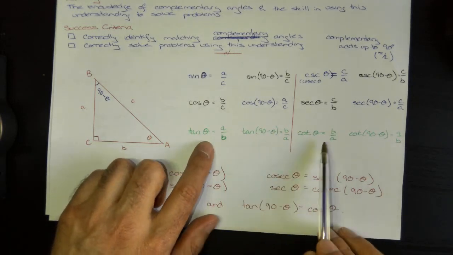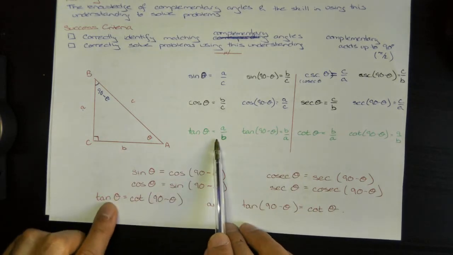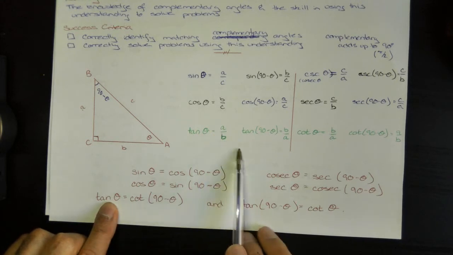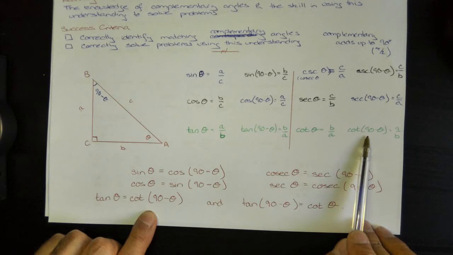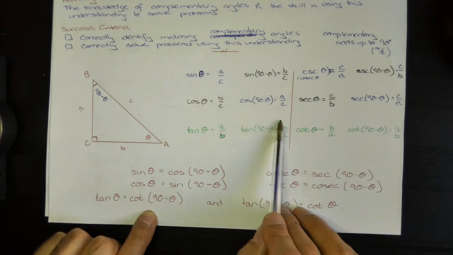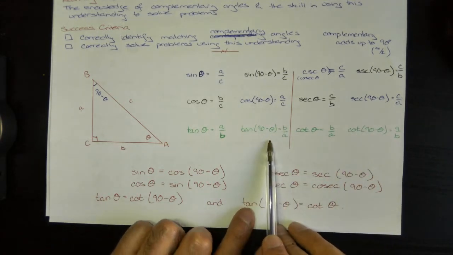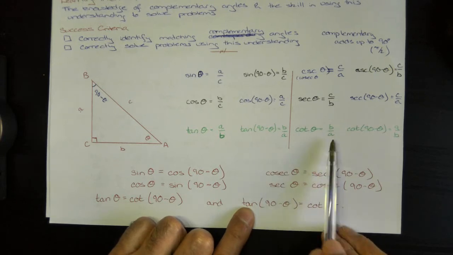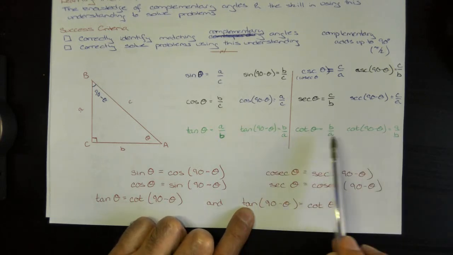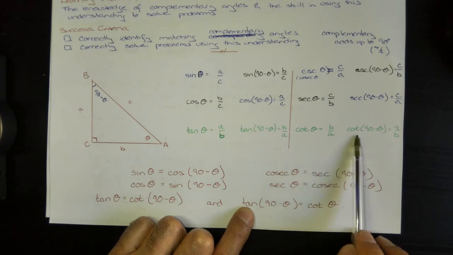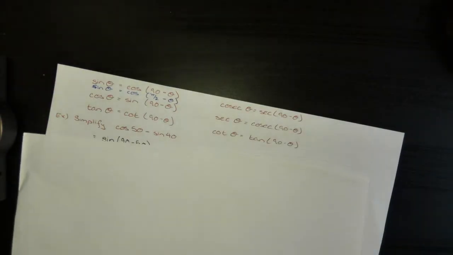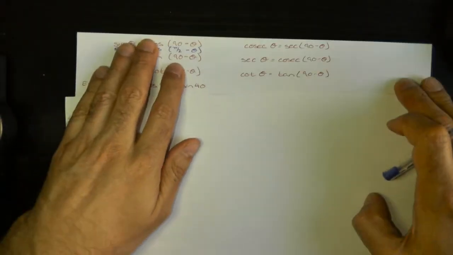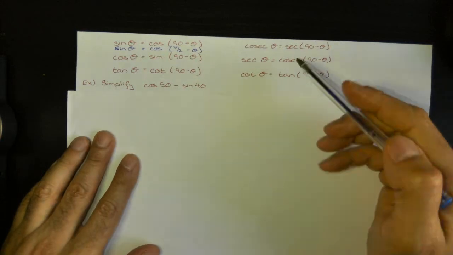Note with your tans, tan of theta, this was A over B, is the same as cot 90 minus theta. And tan 90 minus theta is the same as cot theta. Yeah? And these in themselves are reciprocals. Okay. Let's use this understanding to solve problems. I've just written up those relationships up here at the top.